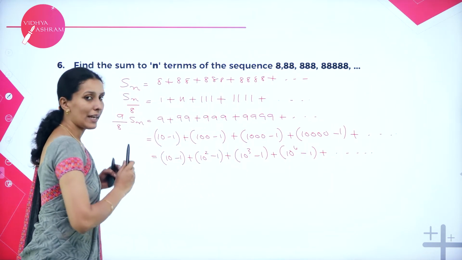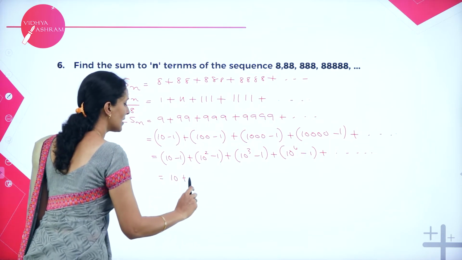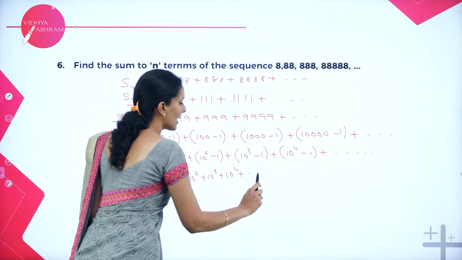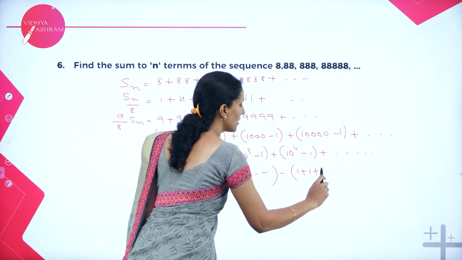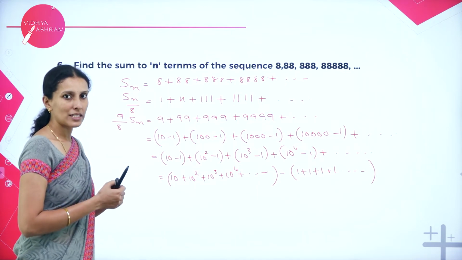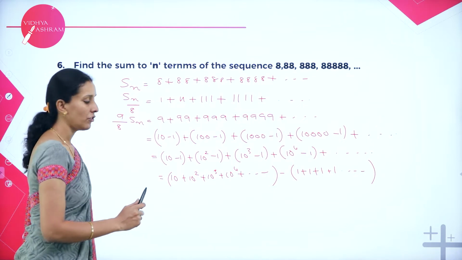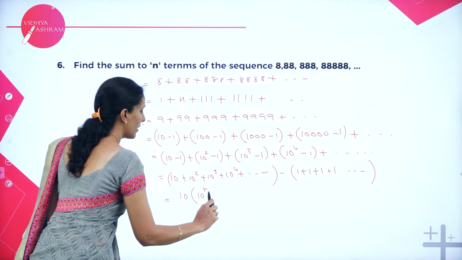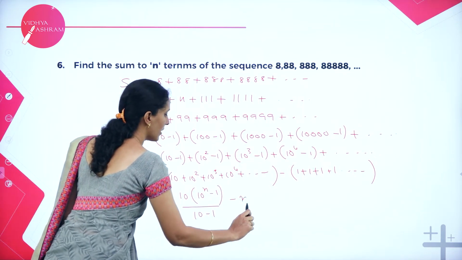Now take 10 as a sequence and 1 as a sequence. So I'll get 10 plus 10 square plus 10 cube plus 10 power 4 plus up to n terms. Similarly, I have minus 1 minus 1 minus 1 minus 1 up to n terms. So n times 1 is nothing but n. Here I can apply the geometric summation formula. So this is now 10 power n minus 1 divided by 10 minus 1, and here it is minus n.